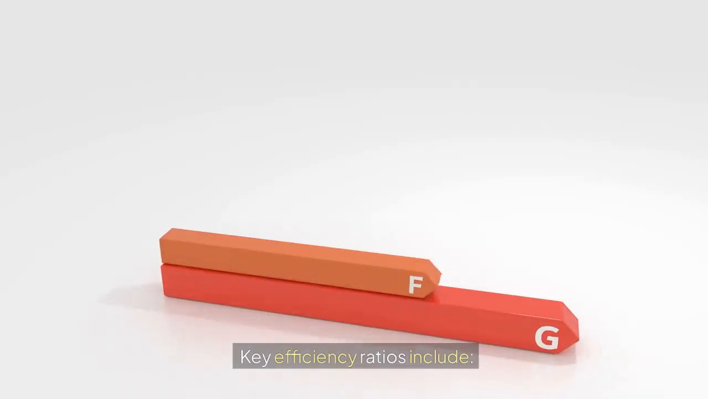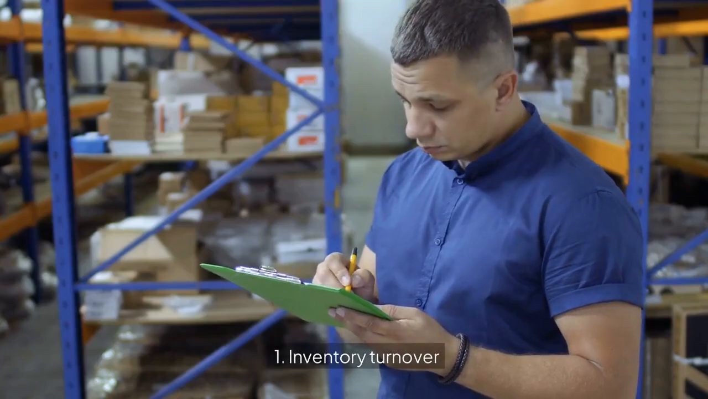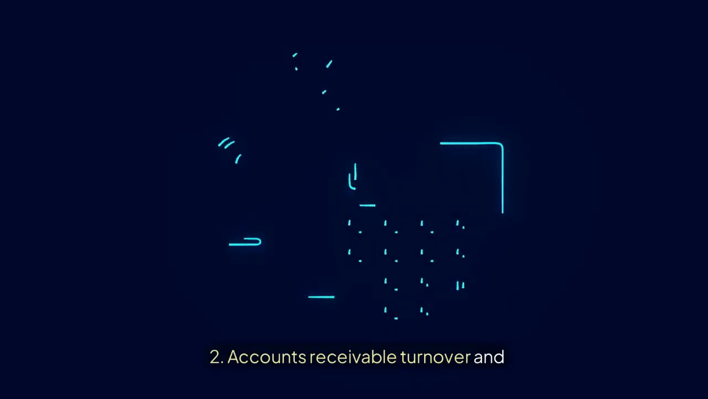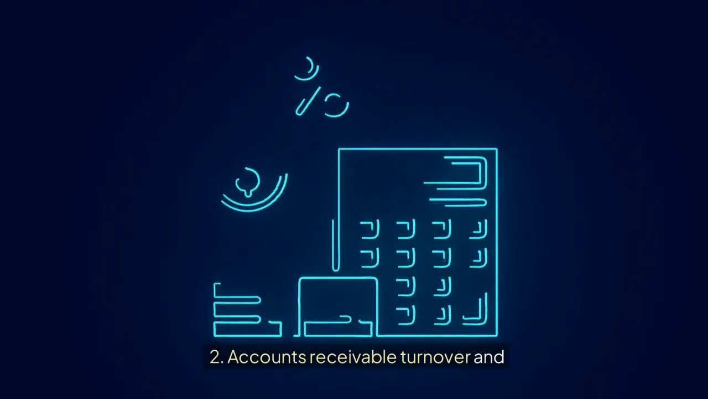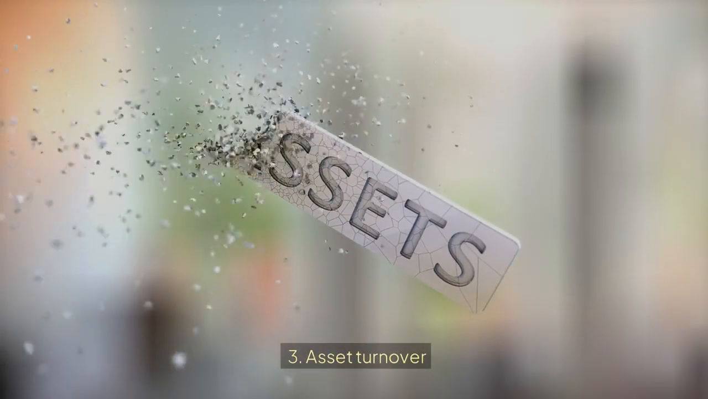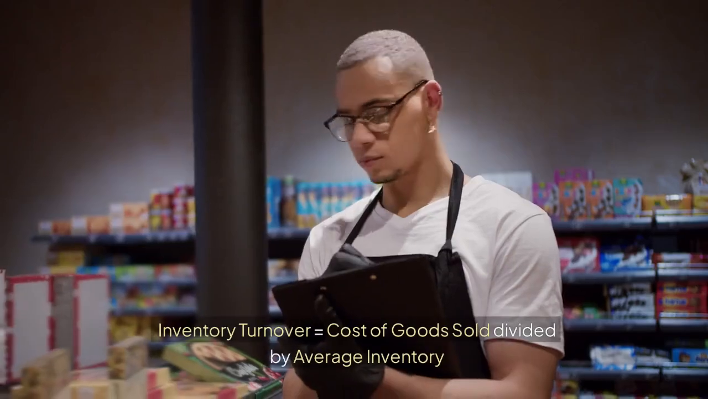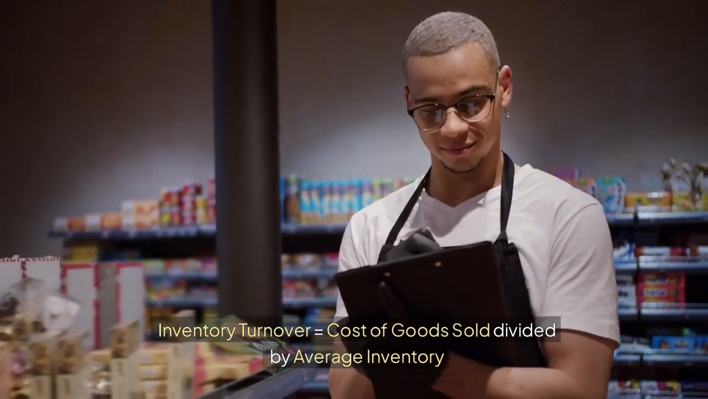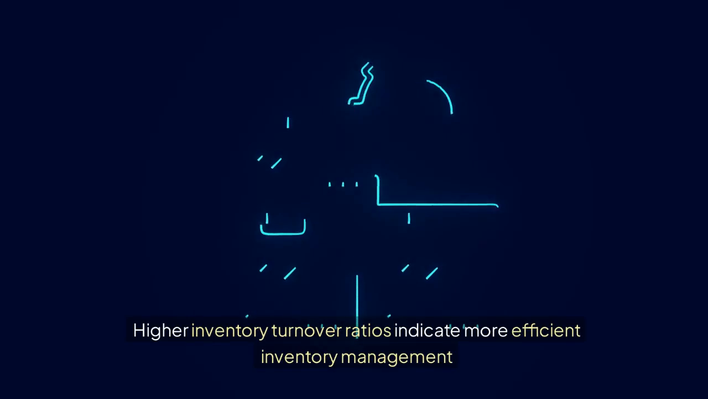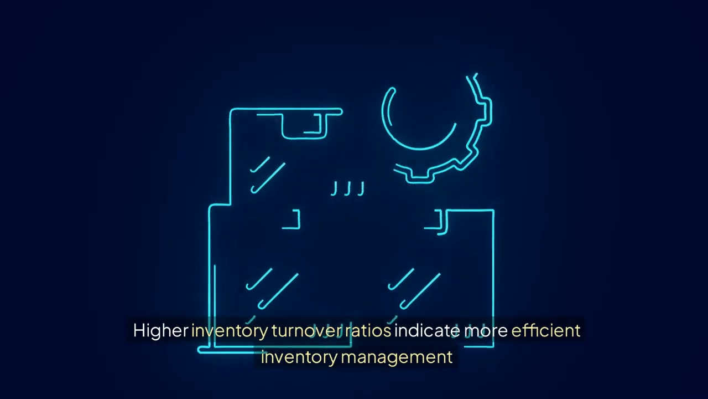Key efficiency ratios include: 1. Inventory turnover, 2. Accounts receivable turnover, and 3. Asset turnover. Here's some additional insights on efficiency ratios. Inventory turnover. Inventory turnover equals cost of goods sold divided by average inventory. Higher inventory turnover ratios indicate more efficient inventory management.